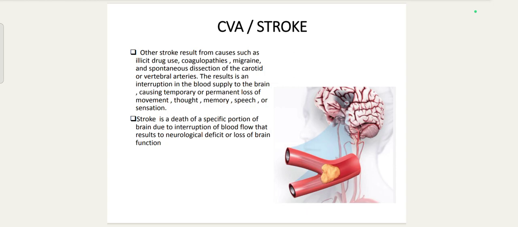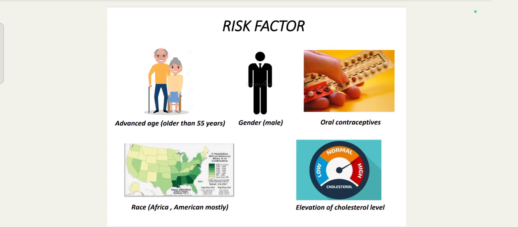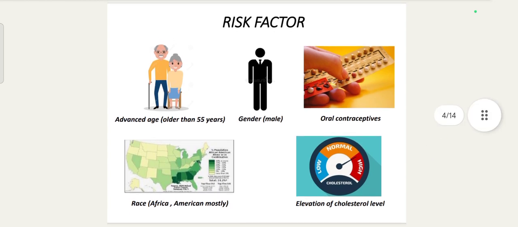Next, we will see what are the risk factors of CVA. The first one is advanced age, more than 55 years of age, because in advanced age people have high blood pressure, diabetes, and are overweight or obese. The second one is gender. In most cases, it is found that males have more CVA cases than females due to stress, smoking, alcohol, or any bad lifestyle.